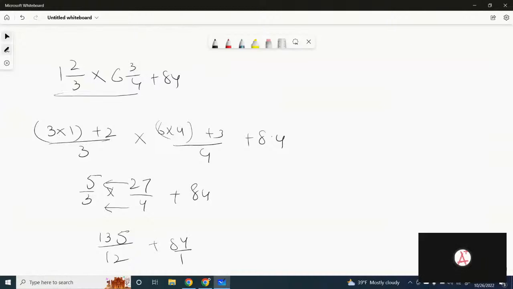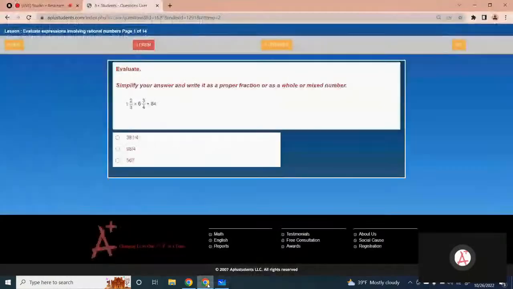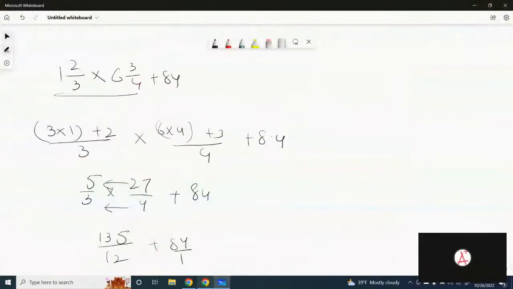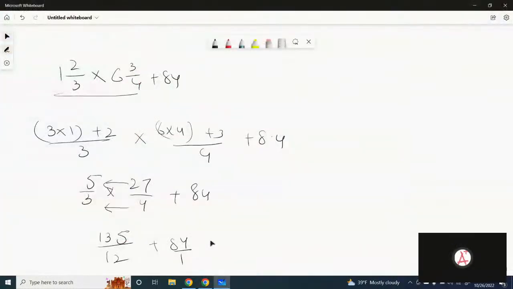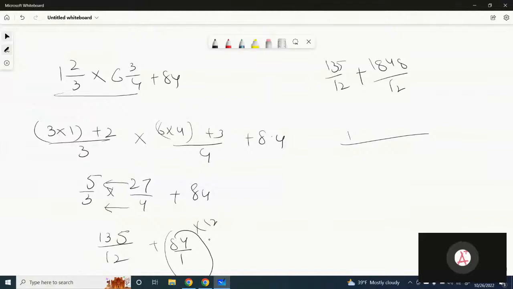Now you have to add 84. Got it? So first of all, you need to make their denominators the same. 84 doesn't have any denominator, so let's just multiply this fraction by 12 to make its denominator equal. Got it? So it would be 135 over 12 plus 84 times 12 is 1848 over 12. Now they have like denominators, just add their numerators. Got it?